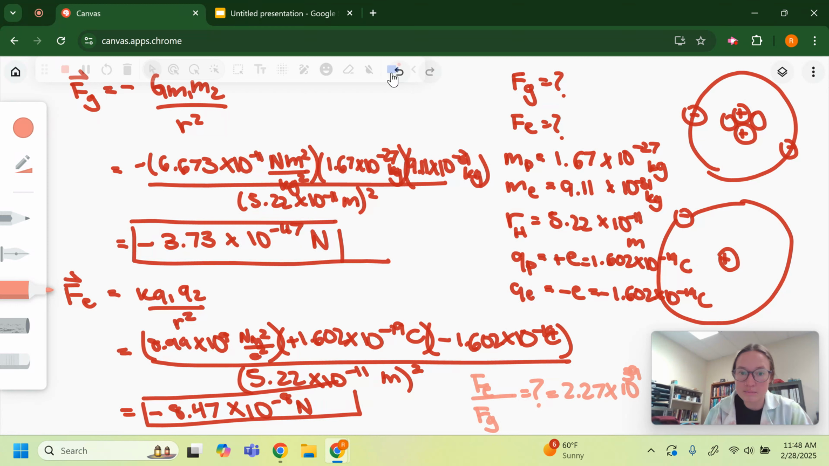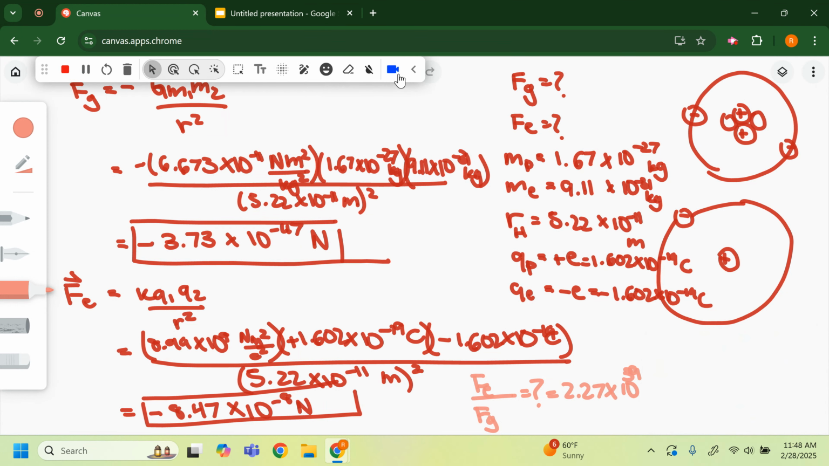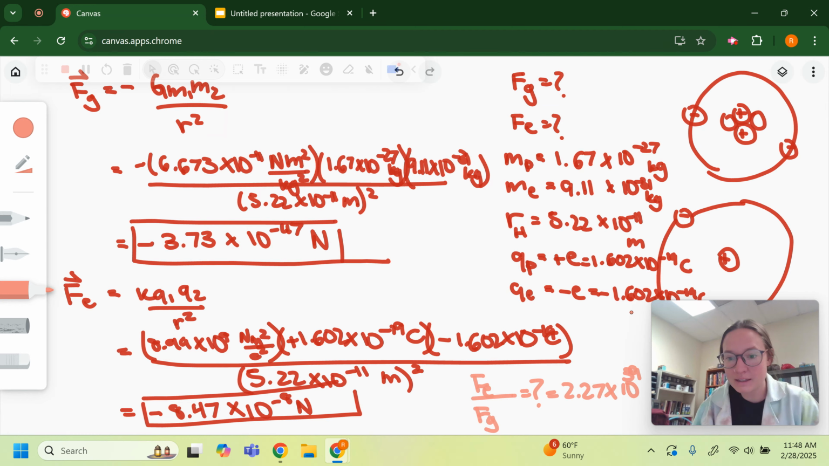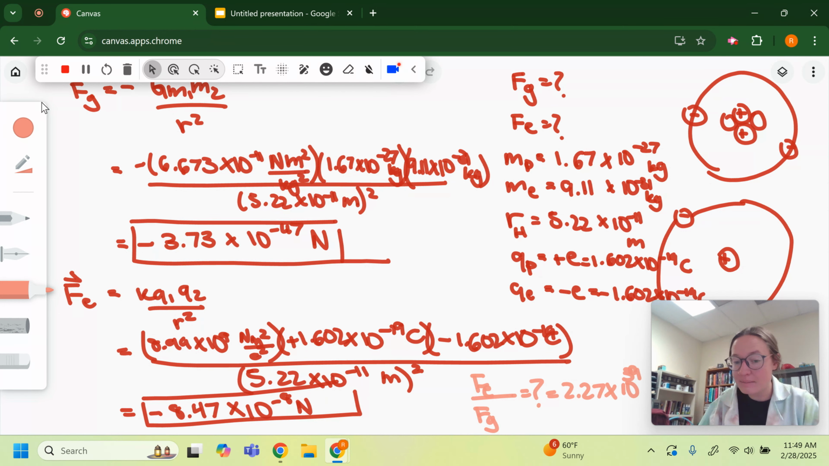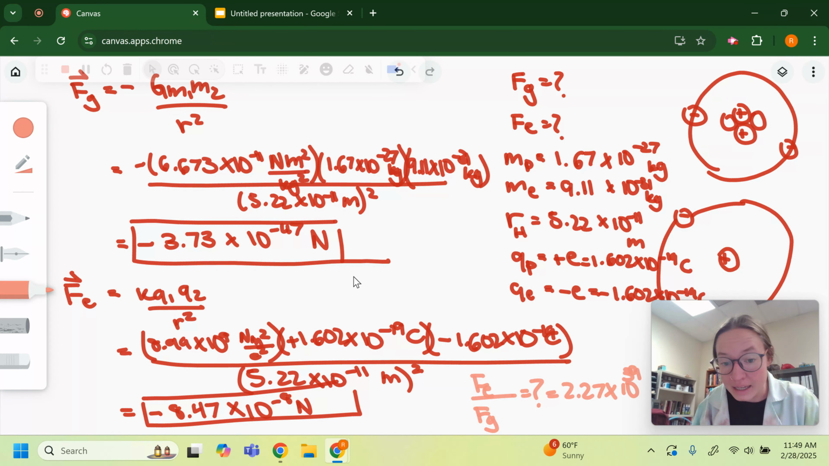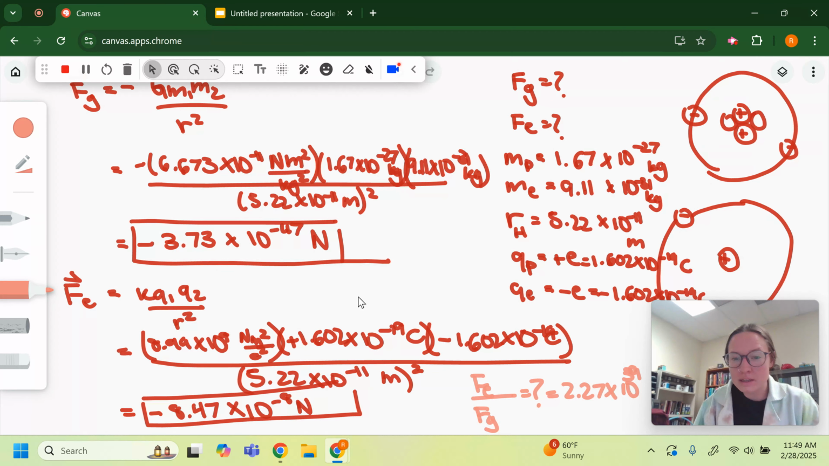Oh, my 39 is bad there. Oh gosh, I turned off my webcam. Come back, me. Oh, there I am. It's going to be 2.27 times 10 to the 39th. Here's what that means. That means the electric force between this electron and this proton is 2.27 times 10 to the 39th times greater than the gravitational force between them. That's insane. The electric force is way, way stronger than the gravitational force.